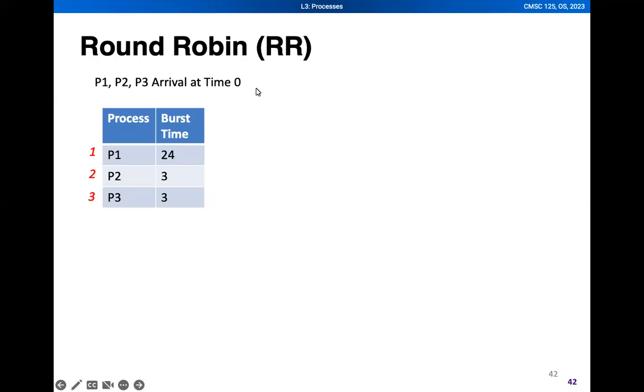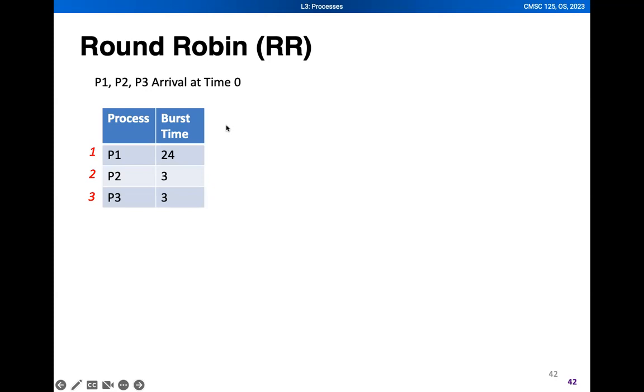So let us have an example of round robin scheduling with the same example that was given for the FCFS. Assuming that we have P1, P2, P3 in the order of arrival of P1, P2, and then P3, and assuming that they all arrive at time 0. So the burst time for P1 is 24, and for P2 and P3, it's 3, right? So how would it be implemented or executed using the round robin?